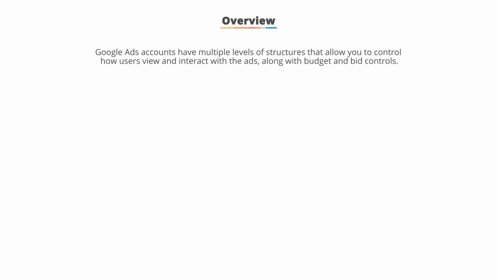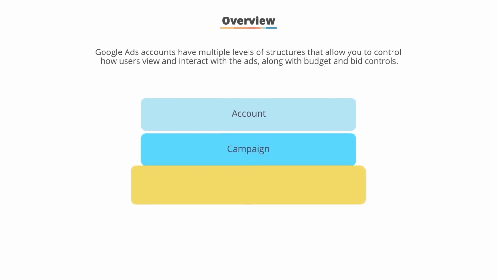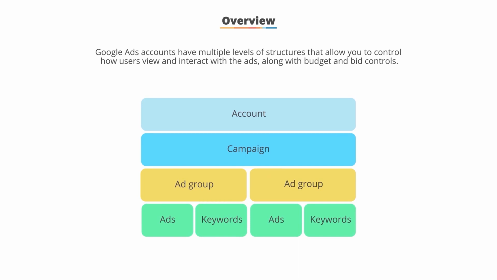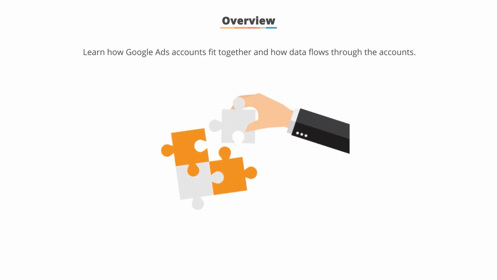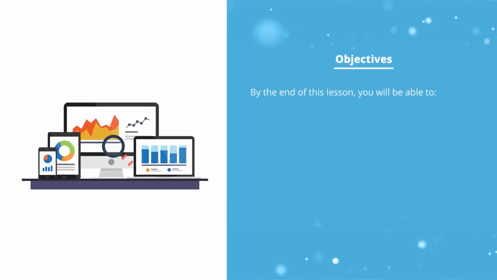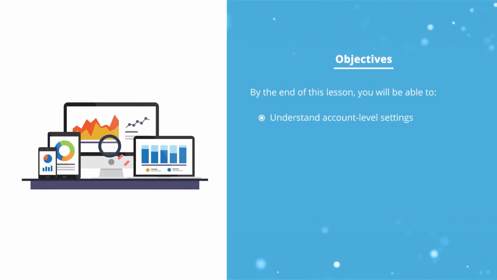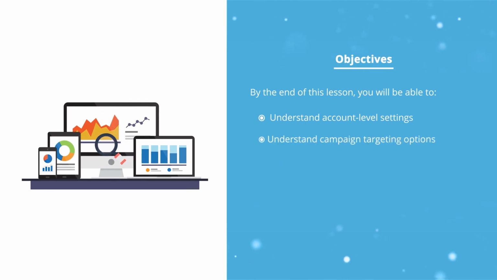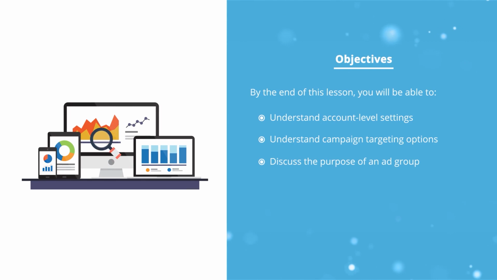So Google Ads accounts have multiple levels of structure, in order for you to be able to control how users can view and interact with your ads, along with your budget and bid controls. Now in this lesson, we'll examine each level of hierarchy so you can understand how accounts fit together and how data flows throughout your account. So by the end of this lesson, you'll be able to understand account level settings, understand campaign targeting options, and discuss the purpose of an ad group.